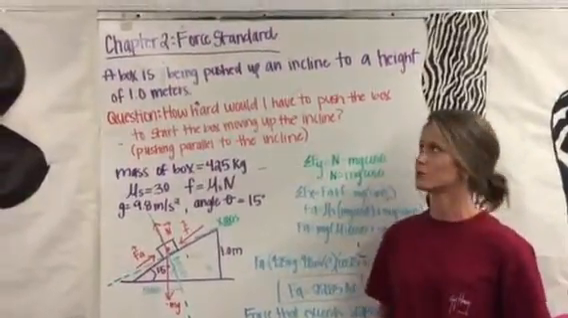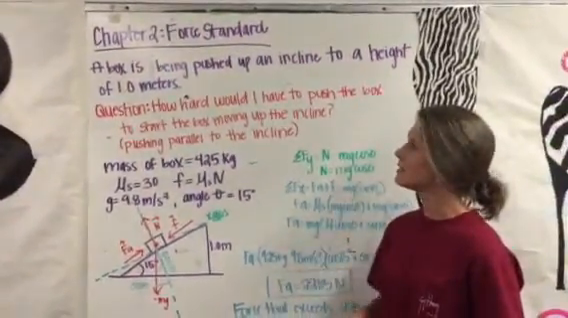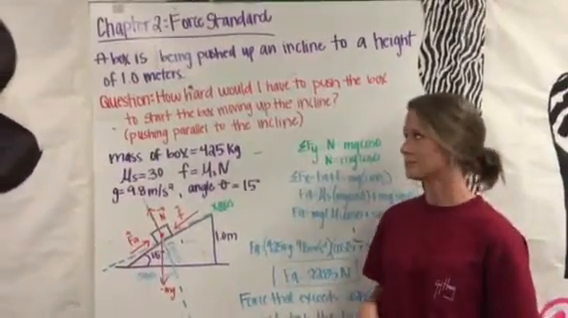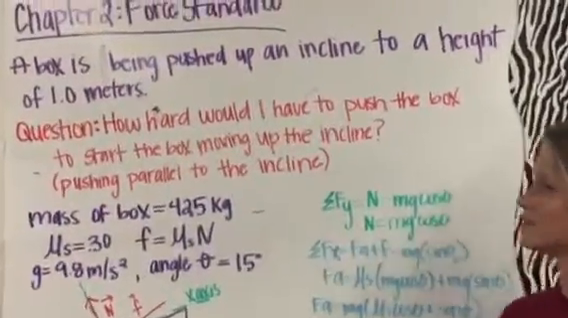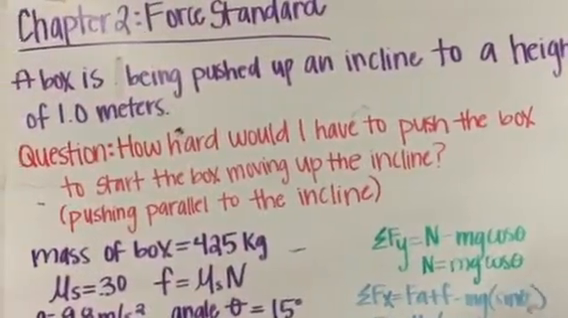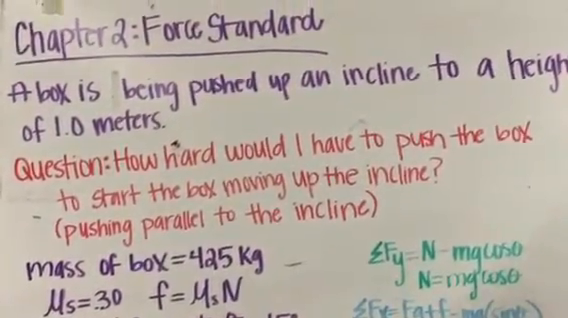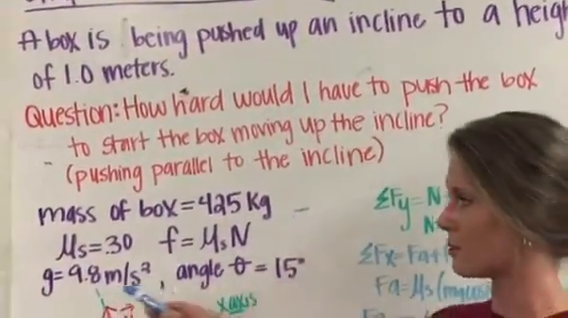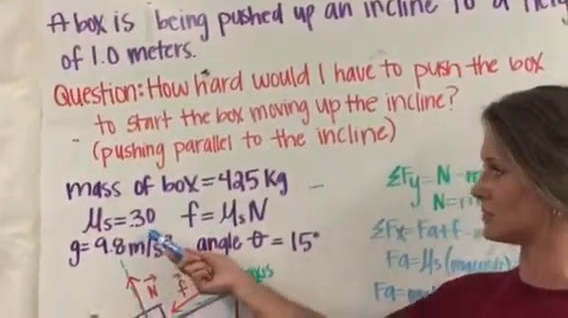Chapter 2, the force standard. A box is being pushed up an incline to a height of 1.0 meters. How hard would I have to push the box to start the box moving up the incline if I'm pushing parallel to the incline? We have the mass of our box. The coefficient of static friction is 0.30.